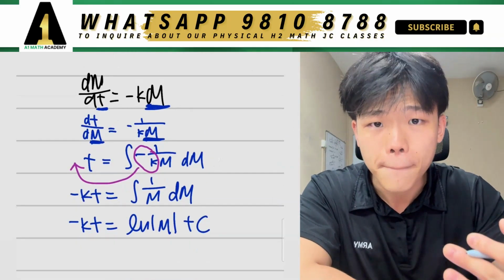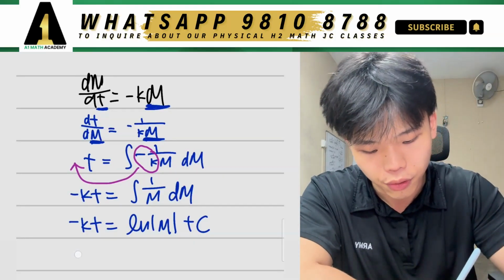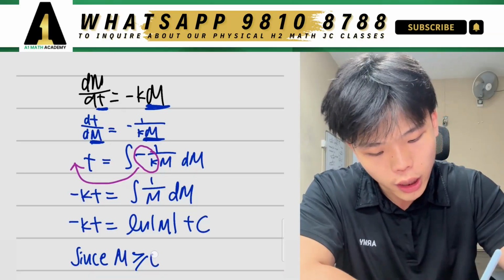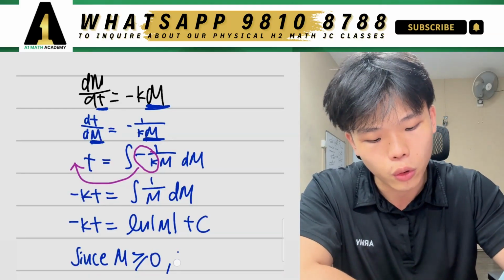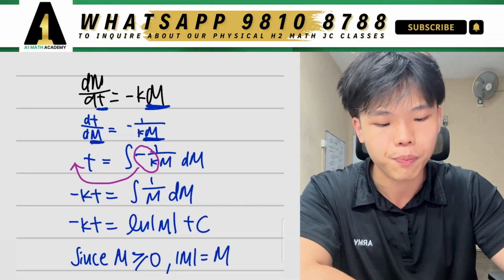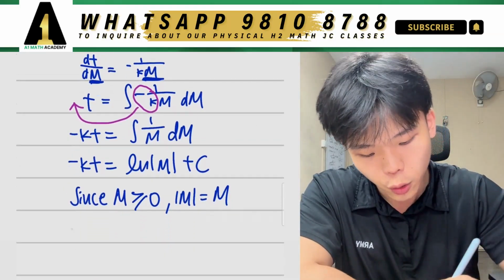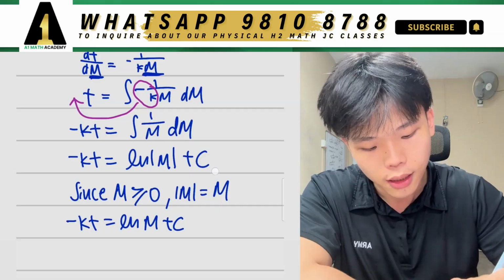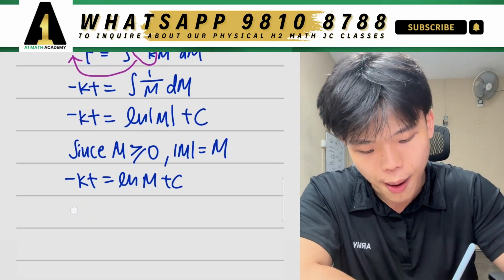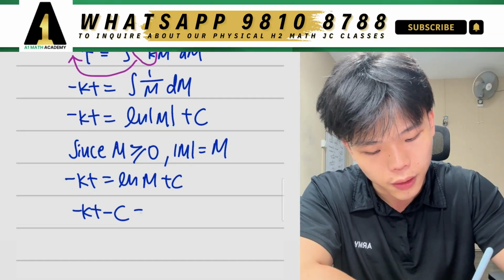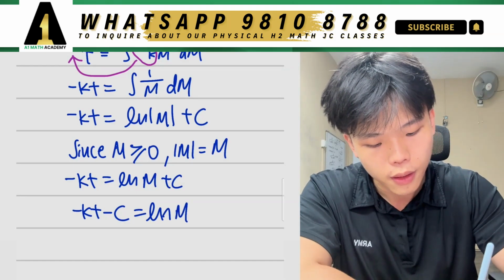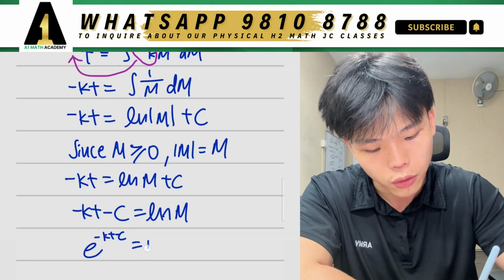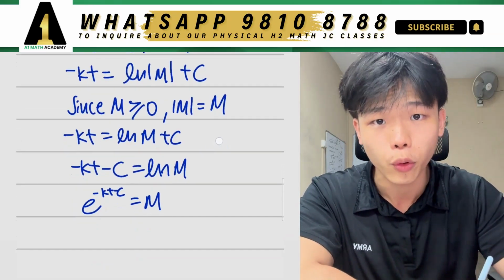And since we know that the mass can never be negative, so we can say that m will always be bigger than or equal to 0 possibly. We know that modulus m will just be m, because it cannot be negative. So we can just say negative kt is ln m plus c. So now to make m the subject, I minus the arbitrary c over first. I get ln m equals negative kt minus c, and then I make e to the power of negative kt minus c equals m. I change from log form to exponential form.